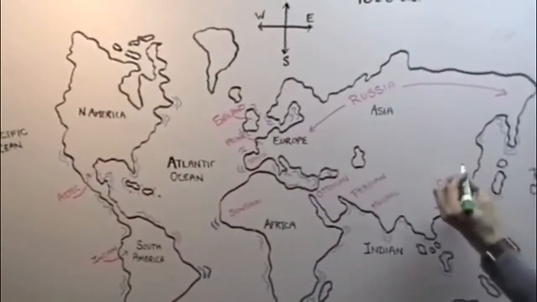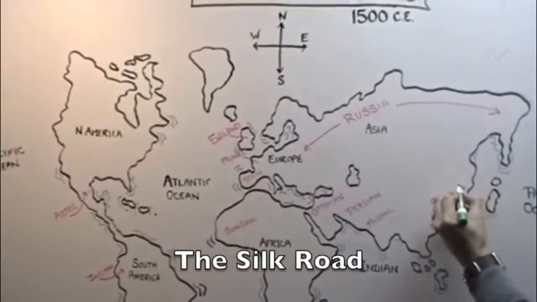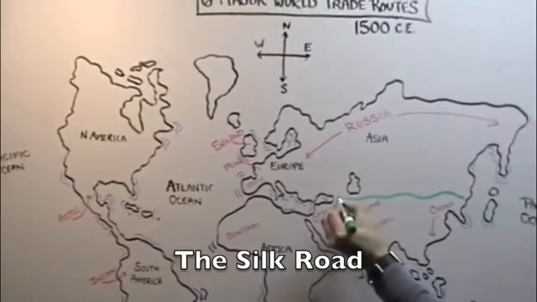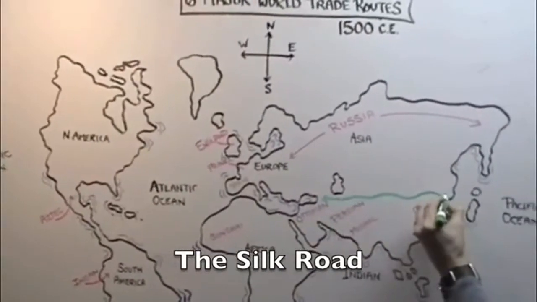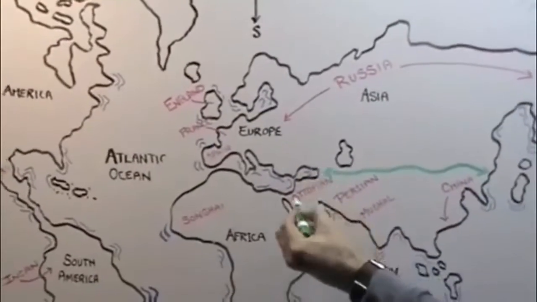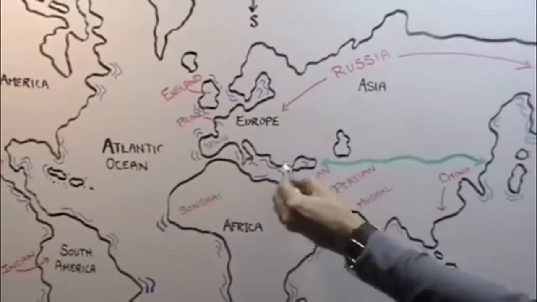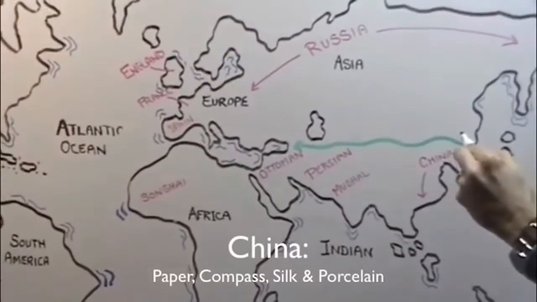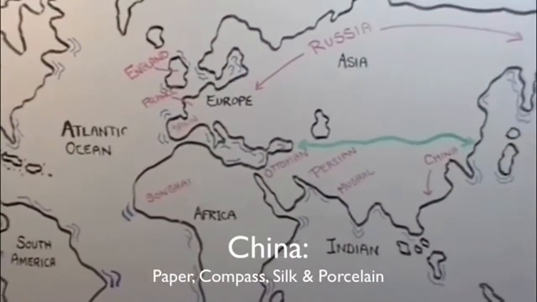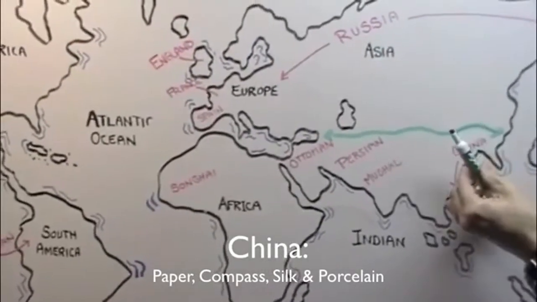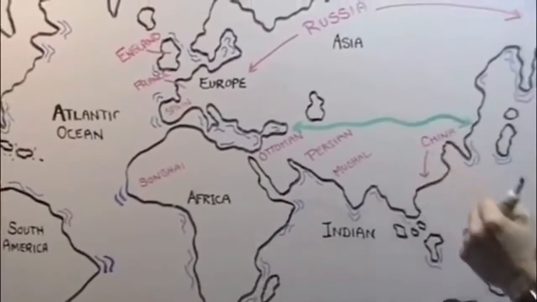The first one is what's called the Silk Road. The Silk Road was very important because it brought goods across the middle of Asia here from China all the way across to the Ottoman Empire, which was kind of the middle of trade in the world. China was known for trading things like paper, the compass, silk, and porcelain. We still talk about porcelain today as china.